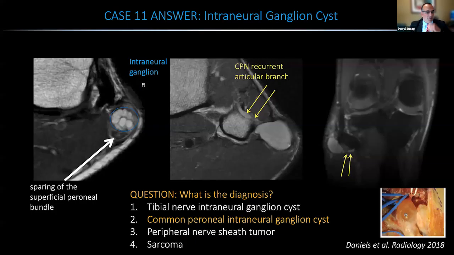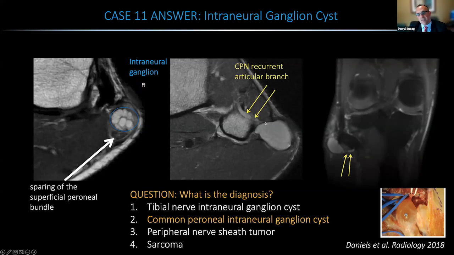So let's go through the imaging findings here. I'll focus your attention first on the left image. So here's the common peroneal nerve bundle. It's important to note that the deep peroneal component of the common peroneal nerve runs within the anterior portion of the nerve, at least at the level of the fibula. And the superficial peroneal bundle you see is spared. So in this condition, which is a common peroneal intraneural ganglion cyst, more commonly than not, the deep peroneal component of the common peroneal nerve is more affected.